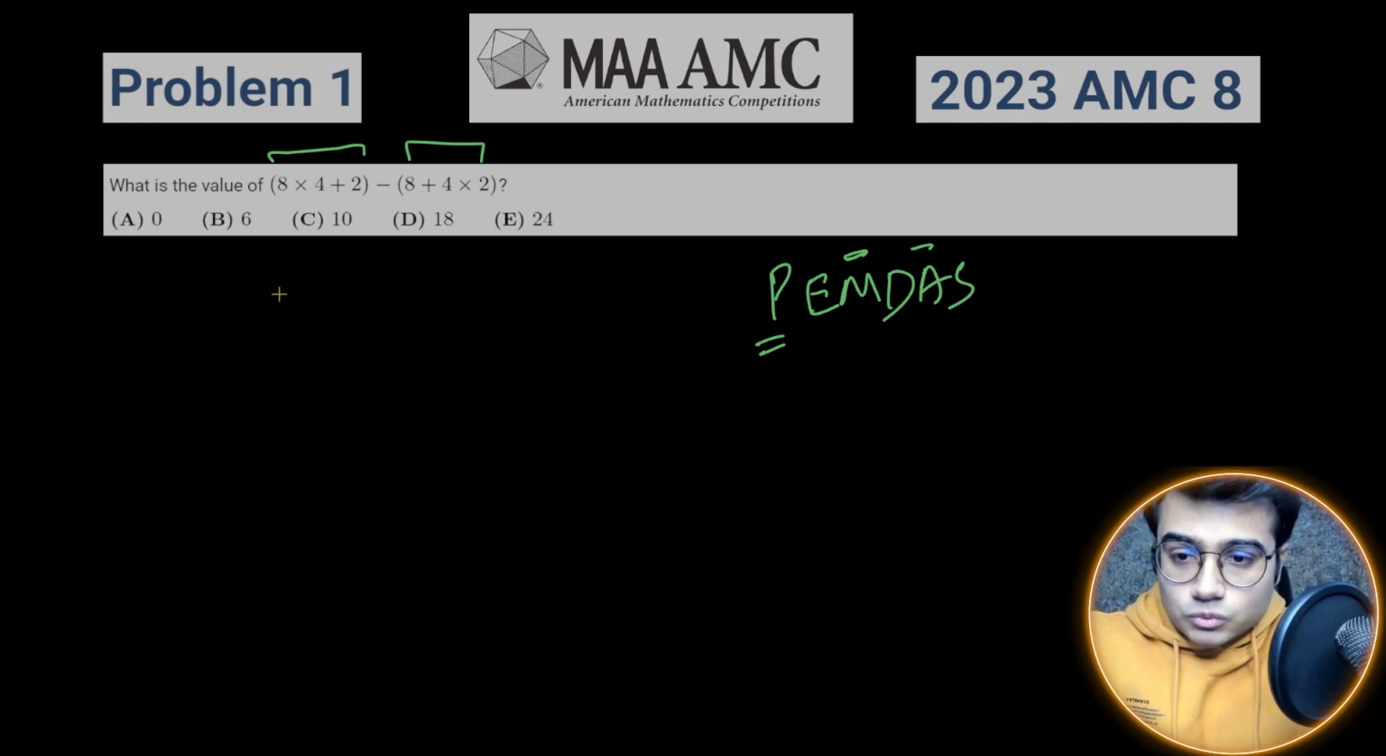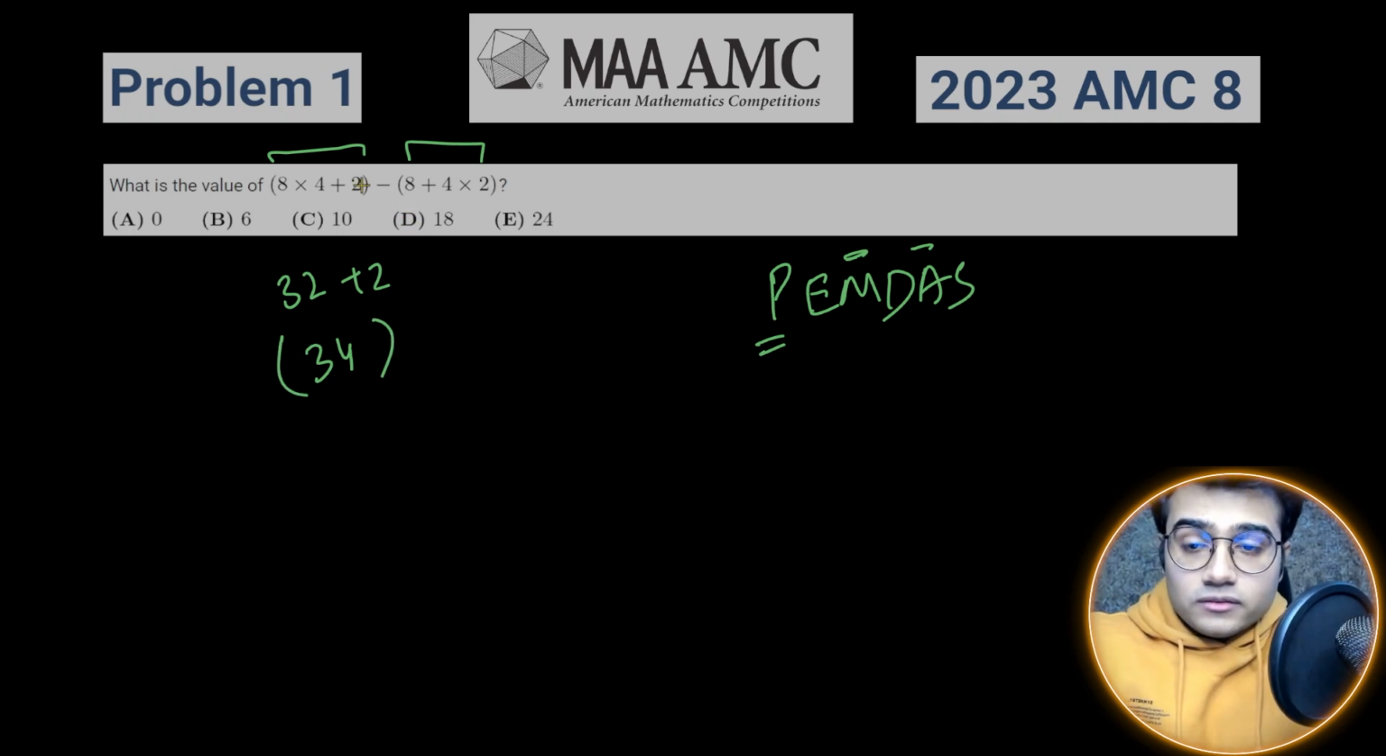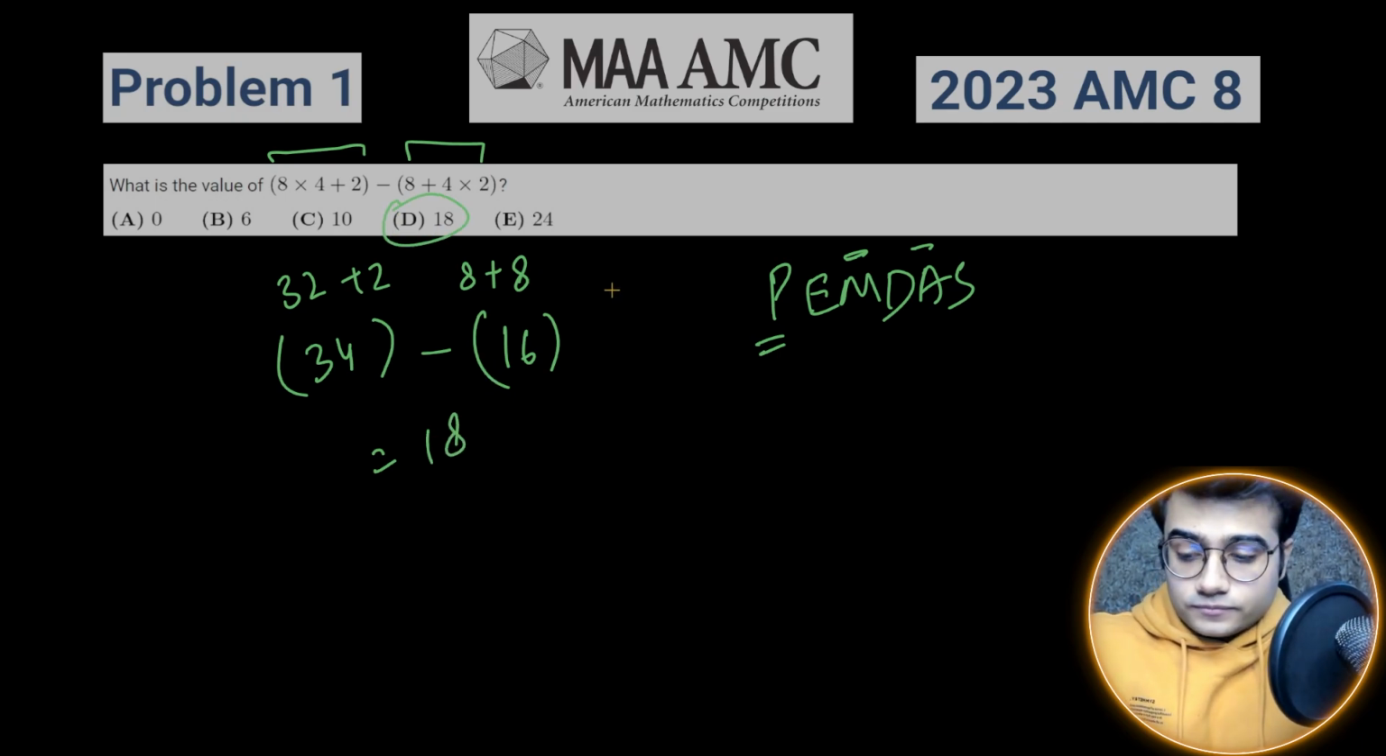So within the first one, we do 8 times 4, which is 32. Plus 2 is 34. That's the first parentheses. And then in the next one, we have to do 4 times 2 first. So that's going to be 8. 8 plus 8 is 16. And 34 minus 16 is 18. Therefore, the answer is D.